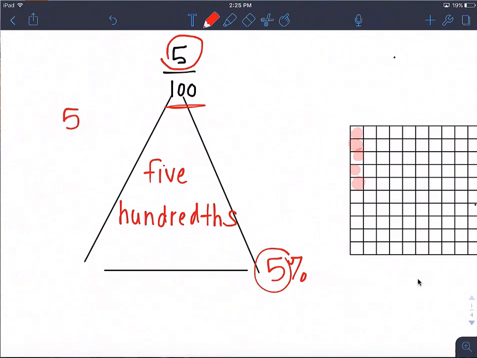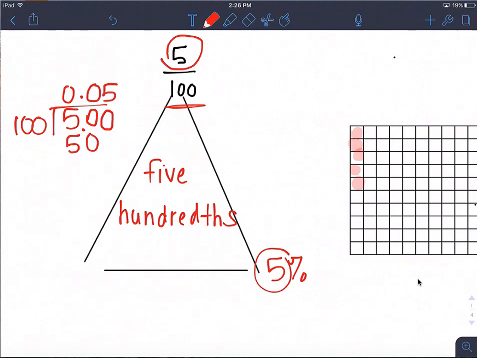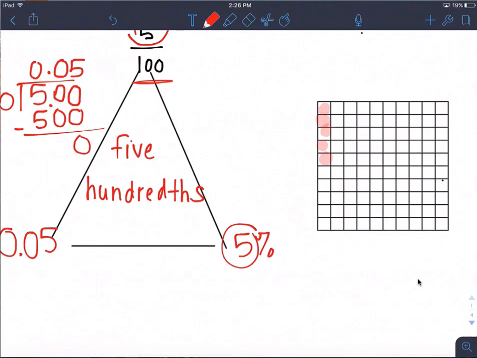So I can divide 5 by 100. 100 doesn't go into 5, so I'm going to add a 0. Put my decimal up top. It doesn't go into 50 either. It does go into 500. It goes in 5 times, and that would be 5 times 100 is 500, and I'm left over with 0. So my decimal is 0.05, which again makes sense.